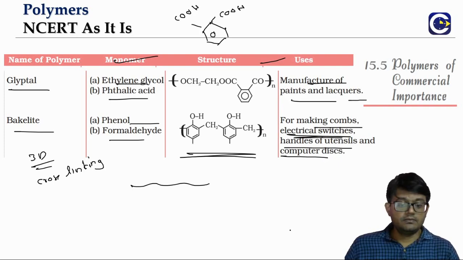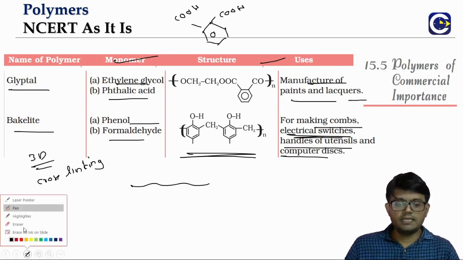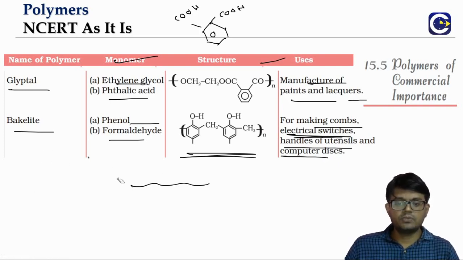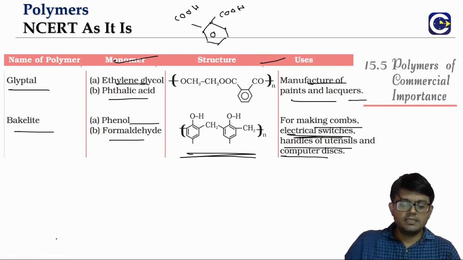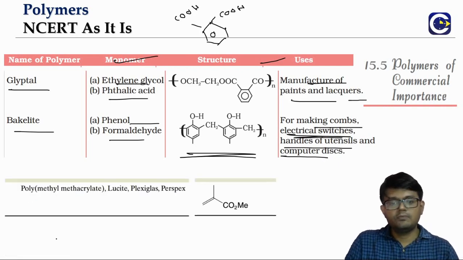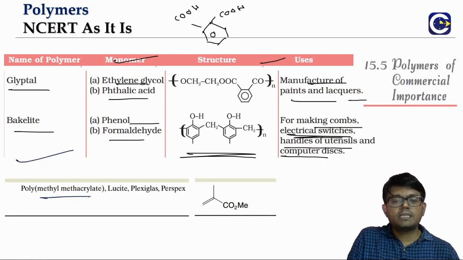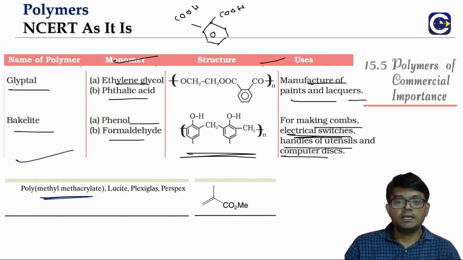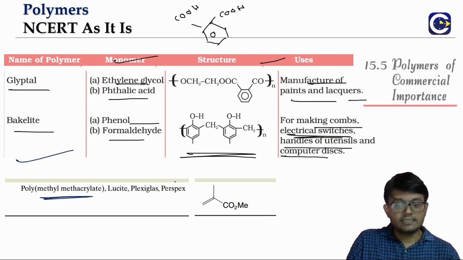Along with that, we have one more example that is not there in the NCERT, but it's something that we should discuss because it's already been asked in a couple of previous years. That is PMMA. What is it? Polymethyl methacrylate. This is used in decorative glassing, etc. It can also be called Lucite, Plexiglass.